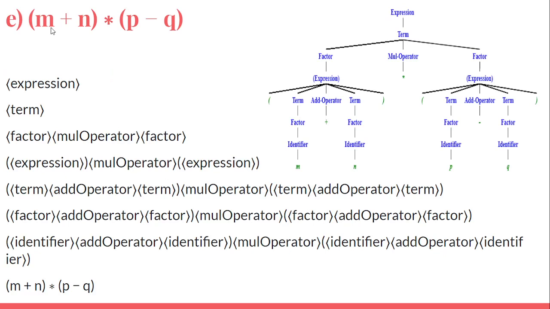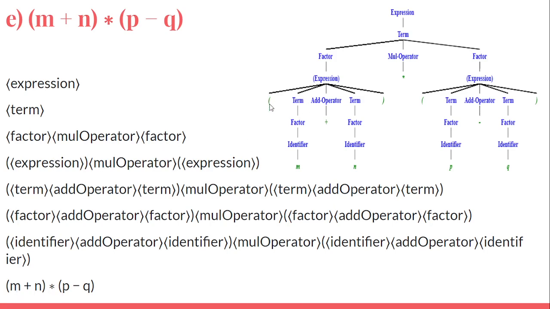The next string we are given is, inside brackets m plus n, multiplied by, inside brackets p minus q. So we start with expression and replace it with term by applying rule 1. Then the term will be replaced with factor, multiply operator, factor by applying rule 2. As we require m plus n inside brackets, this is an expression, and p minus q inside brackets is also an expression. The middle multiply operator will give us the multiply. So we have to replace the first factor and the last factor with expression.